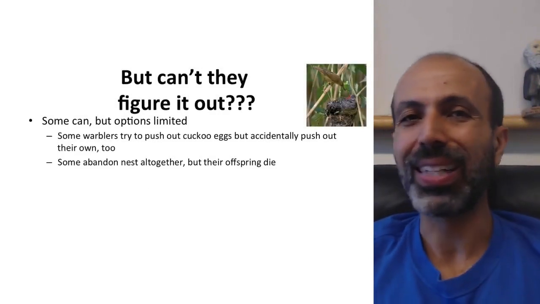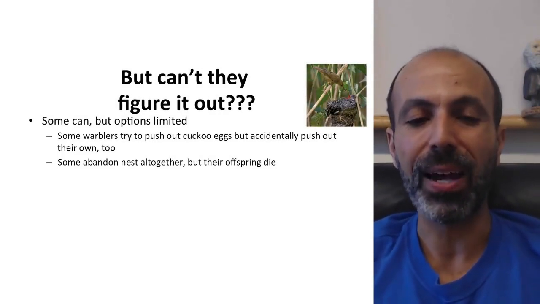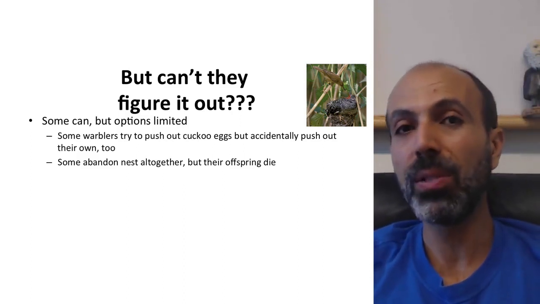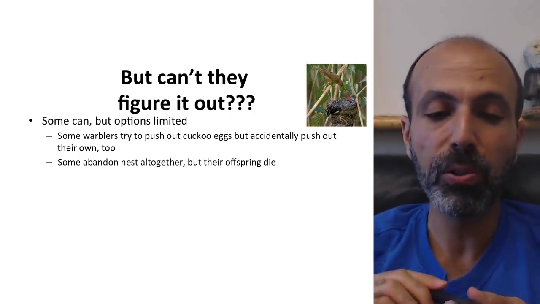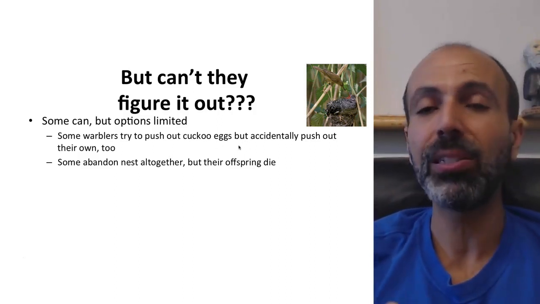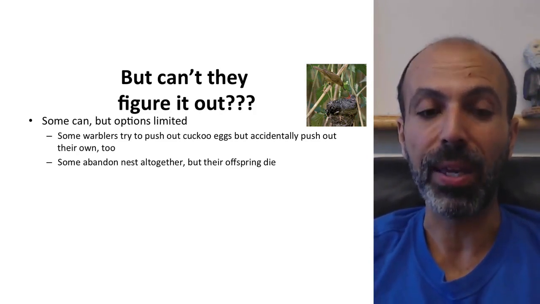Now, it still seems like the warblers, the host, should be able to figure this out. And maybe they can, but really their options are more limited than it may seem. There's a couple of reasons. Well, first, some warblers will actually try to push the cuckoo eggs out, but will accidentally push their own out at the same time. That's obviously to everybody's disadvantage.